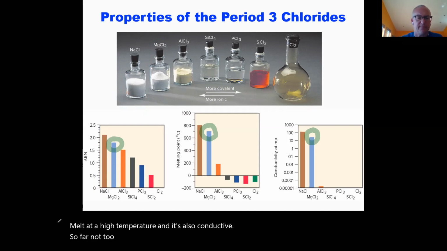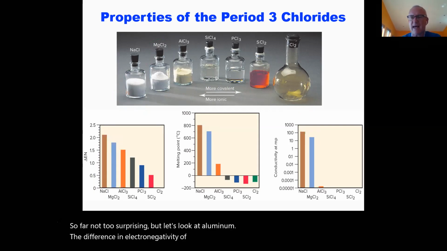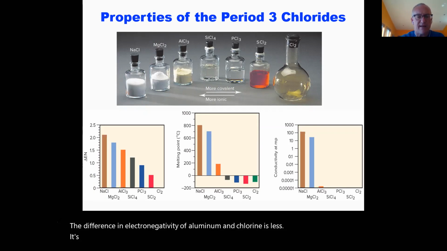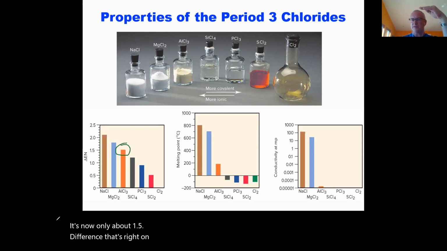But let's look at aluminum. The difference in electronegativity of aluminum and chlorine is less. It's now only about 1.5 difference. That's right on the border of whether something's ionic or polar covalent.